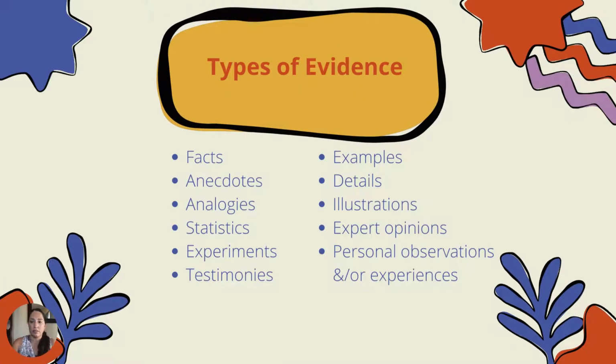This is a list of different types of evidence you may encounter or choose to incorporate in your own writing. This isn't a complete list, but it covers the majority of evidence we see. It could be a list of facts, anecdotes, analogies, statistics, experiments, testimonies, examples, details, illustrations, expert opinions, personal observations.